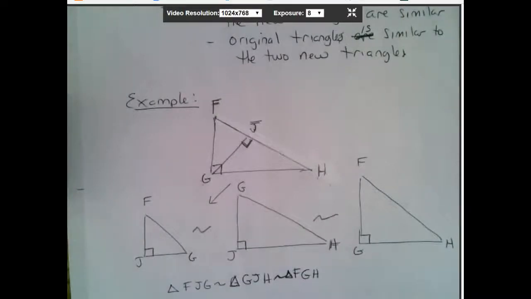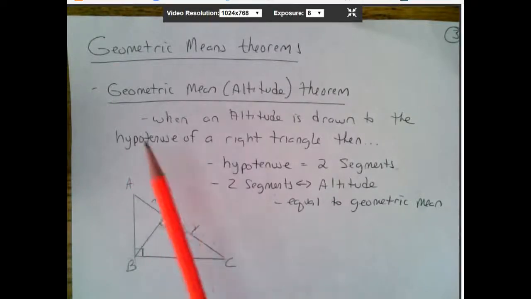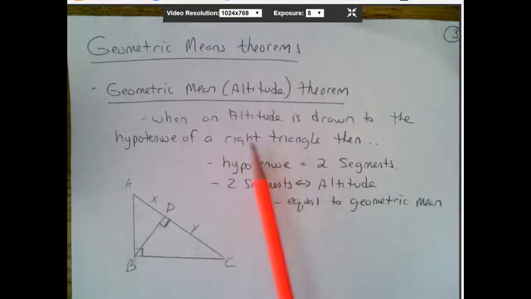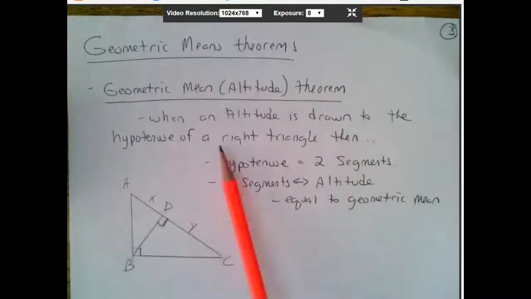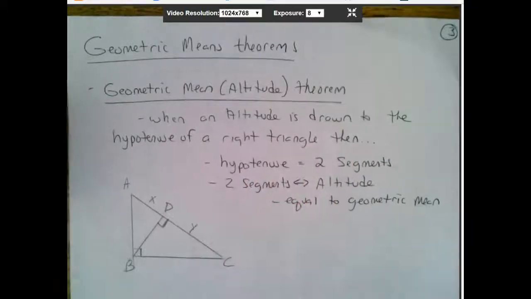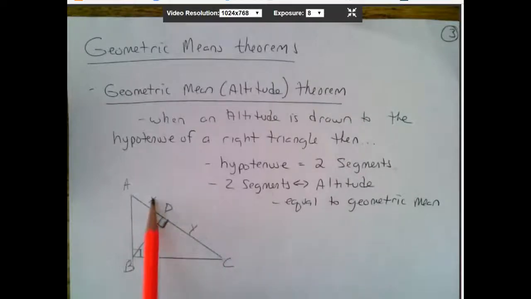Let's see how we can use this though with a geometric mean. Okay, so there are really 2 theorems we're going to look at, and the first one is the altitude theorem. This says when an altitude is drawn to the hypotenuse of a right triangle, then the hypotenuse is split into 2 segments. So here we have the vertex B. We draw across here. We have 2 segments, X and Y.